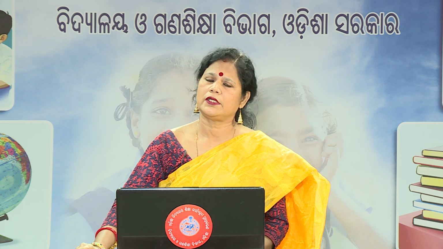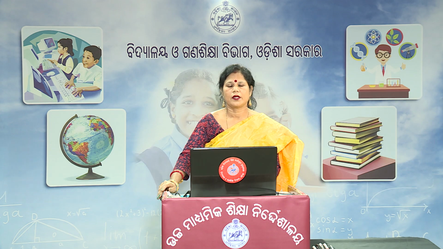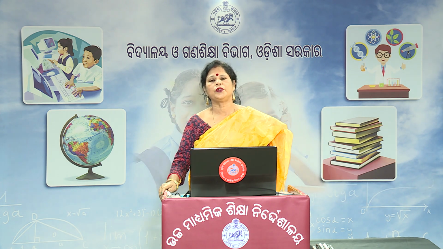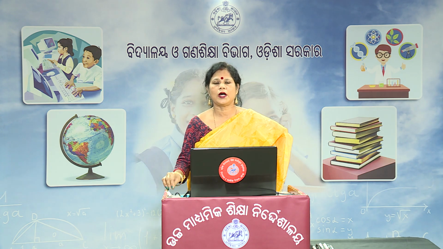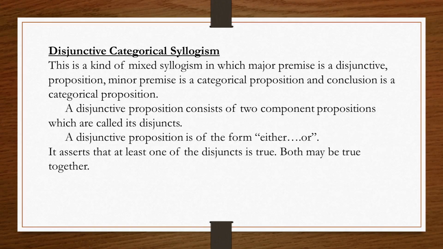Disjunctive proposition is of the form either or. Here the particular word or is used in two different senses. The word or may be used in two different senses. Or means either this or that. So, that means there will be two alternatives, duita alternatives thibo. So, or may be used in the inclusive sense, it may also be used in the exclusive sense.